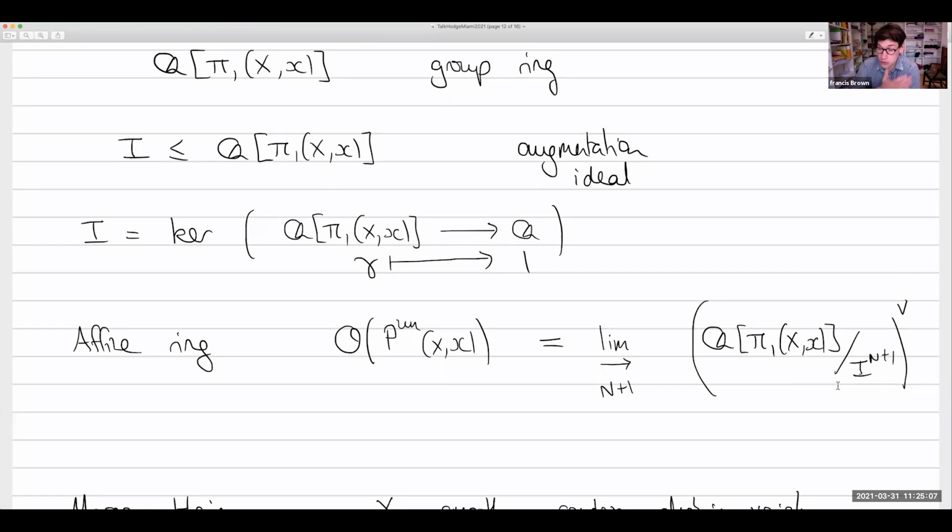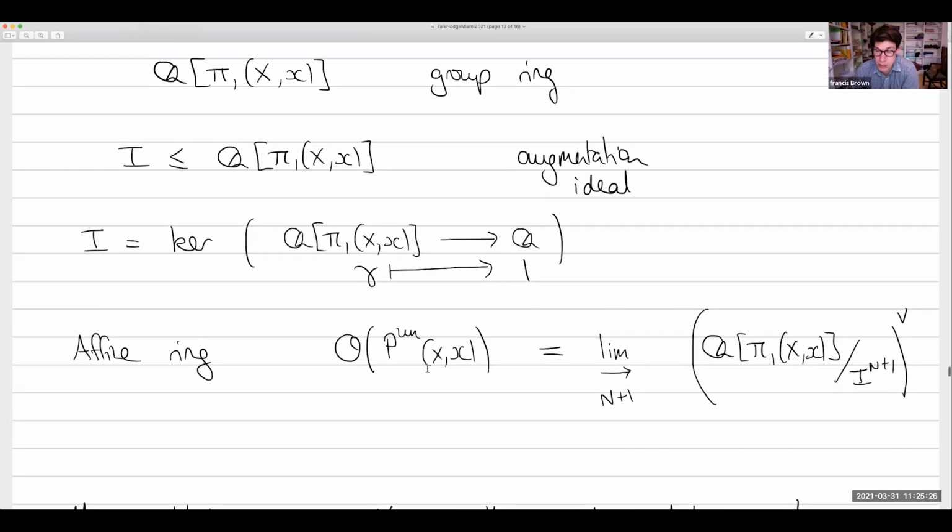So that those quotients form a projective system, but you can dualize them, and the duals therefore form an inductive system. And the limit of this inductive system, a priori of just vector spaces, is the affine ring of this unipotent completion. In other words, the unipotent completion is just the spec of this inductive limit on the right.